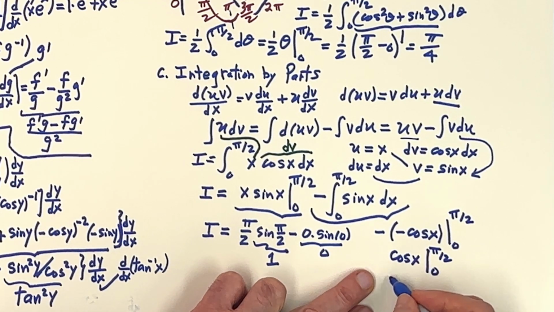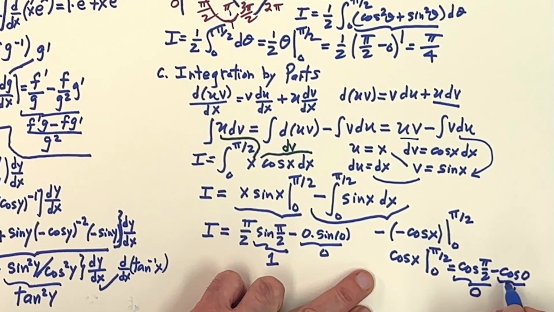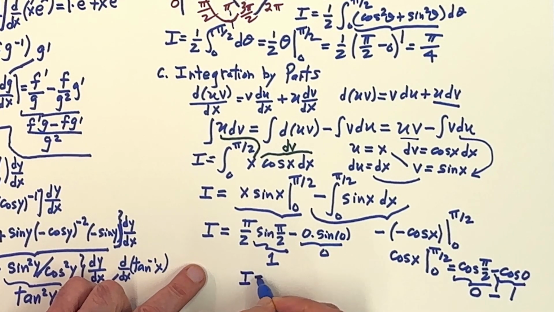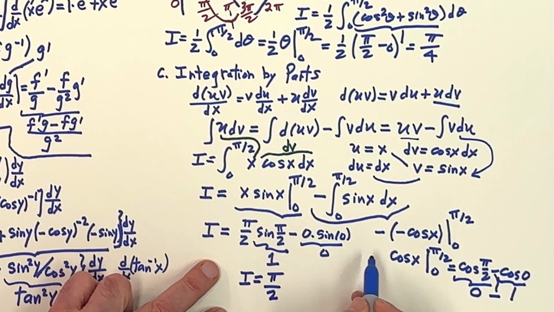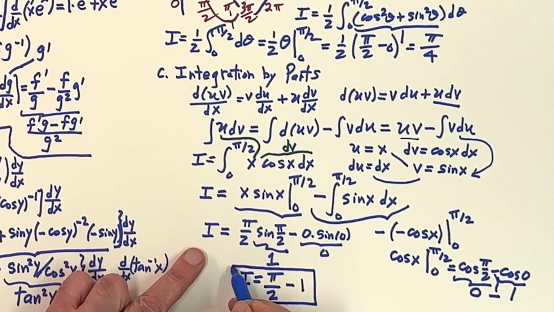And this is going to be the cosine of pi over 2 minus the cosine of 0. Now the cosine of pi over 2 is 0. The cosine of 0 is 1, but then there's a minus sign floating around, so you want to have that minus sign there. So that means the integral is, the first part here is pi over 2, then the second part is minus 1. So that's a nice little example of doing an integral with integration by parts.